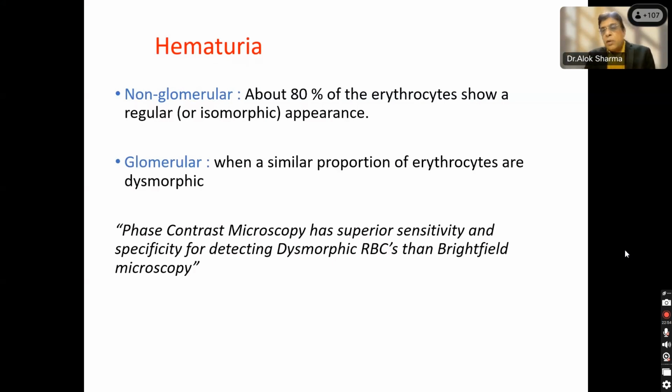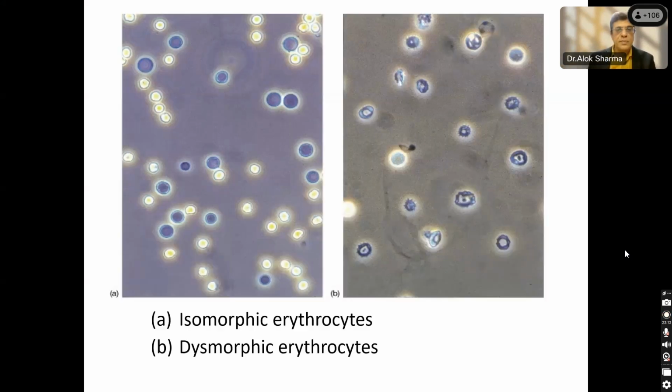And in this context, I would like to say having phase contrast microscopy is a very useful tool to detect the morphology of RBCs. If you have this attachment in your microscope, you can do a very good examination and see the outlines of the RBCs to determine whether they are isomorphic or dysmorphic. Then you go to the percentage of cells.